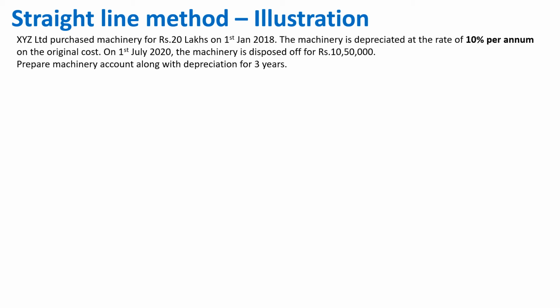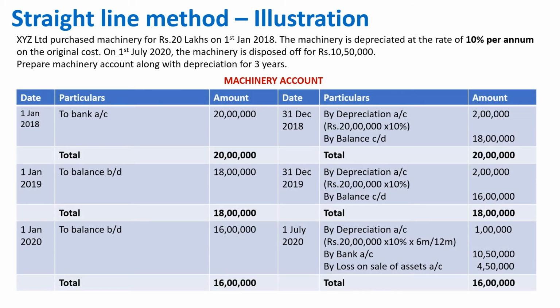On 1st July 2020, the machinery is disposed of for rupees 10,50,000. Prepare the machinery account along with depreciation for 3 years. So we need to calculate the depreciation for 3 years, as well as we have to see, when you dispose of this asset, whether you earned any profit or you had a loss. So for this, we have to open the ledger account for the machinery account, and then we need to see how the calculation will impact the profit and loss on sale of the asset.